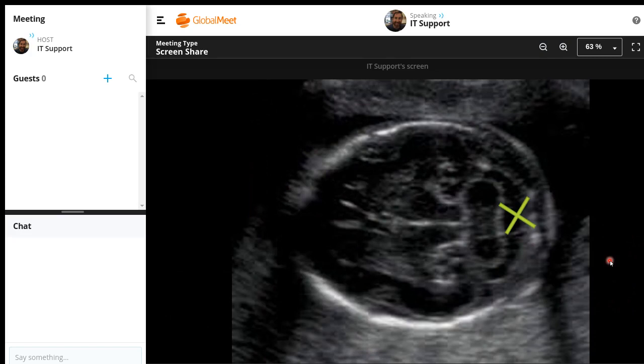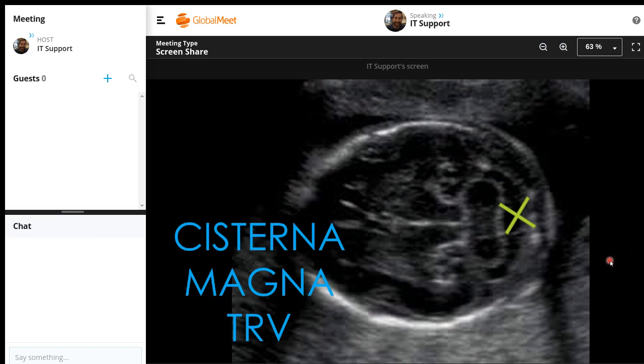Here, the area directly posterior to the cerebellum that's anechoic is the cisterna magna. Again, we're in transverse to the fetus in this view.